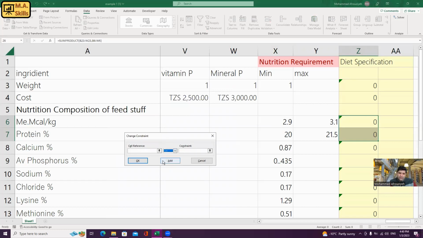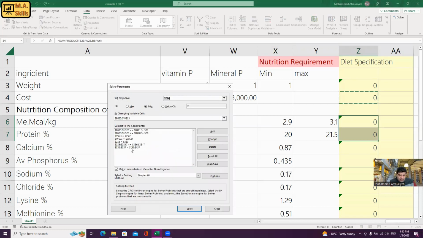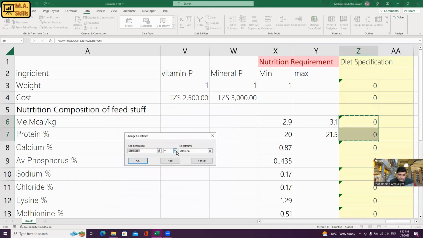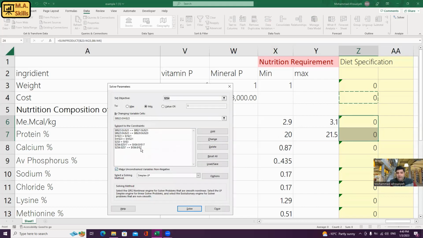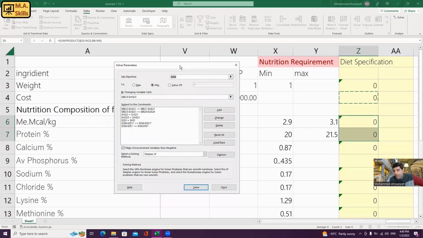So I'm going to change it and change the sign. It should be, I pressed equal and let's cancel it. See, Z6 and Z7 should be less than Y6 and Y7, less than maximum value. Okay, I pressed OK. Now I corrected the constraint. Otherwise, it wouldn't have been possible to solve this formula.